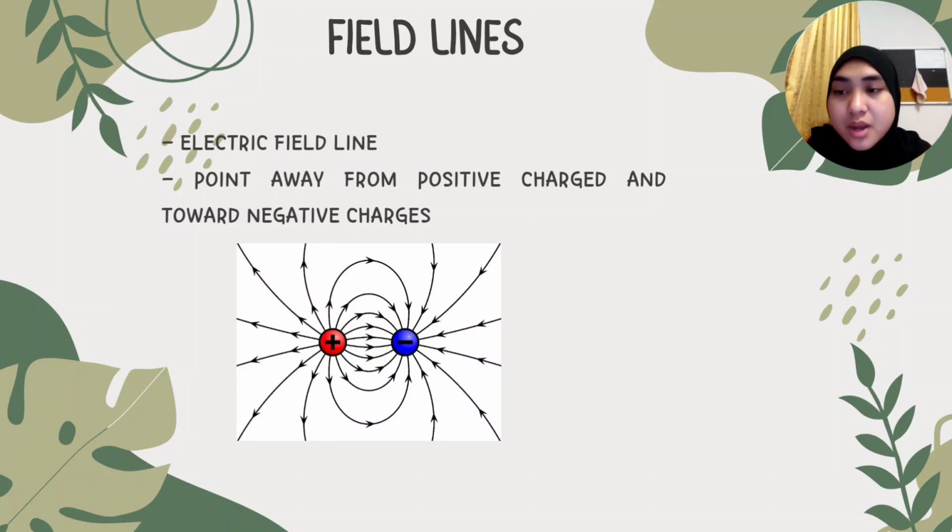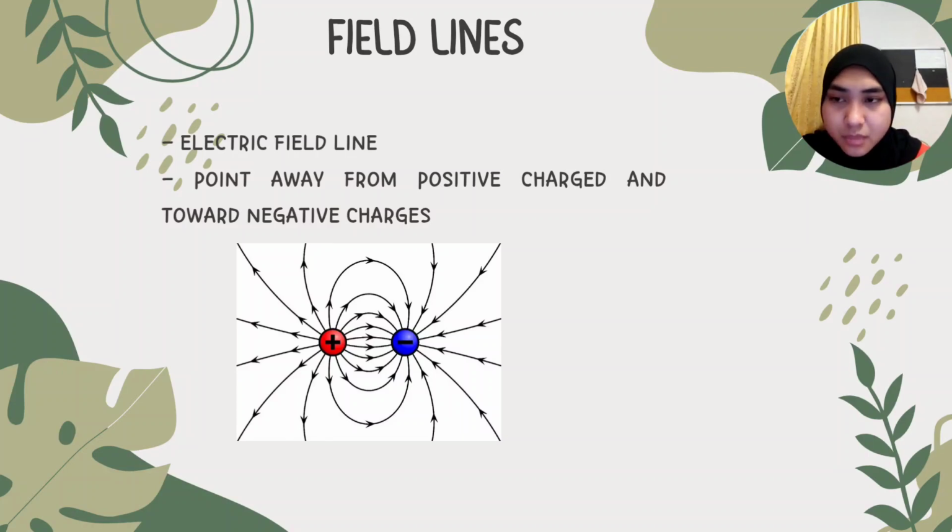For an electric field, lines point away from the positive charge and point toward the negative charge, as also indicated in this picture. Field lines never intersect, because the field at a point has a unique direction, and they originate from positive charge and terminate on negative charge. In the case of a uniform field, the field lines are parallel and equally spaced.